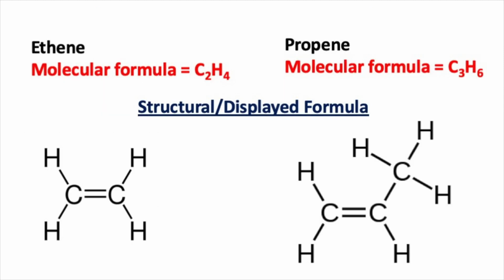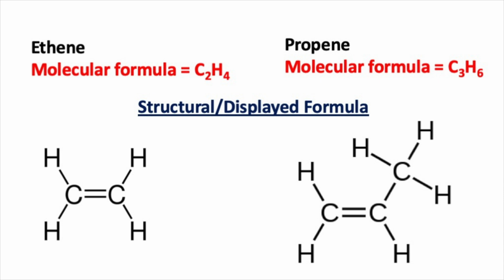Now in our previous lessons on hydrocarbons, we've learnt that the molecular formula simply states the number of each type of atom present in the molecule. So the molecular formula of ethene is C2H4 because there are carbon and hydrogen atoms, and there are 2 carbons and 4 hydrogens. And the molecular formula of propene is C3H6 because there are 3 carbon atoms in each molecule and 6 hydrogens in each propene molecule.